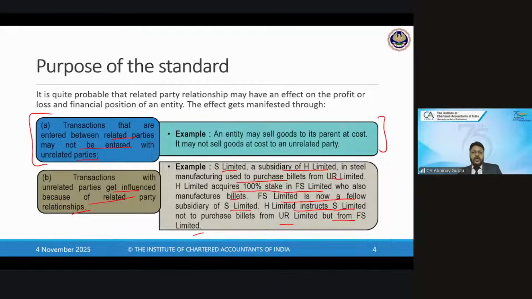So how will investors come to know? By virtue of the disclosure of this standard, because both companies are fellow subsidiaries. So the nature of relationship would be fellow subsidiary, transaction: purchase of billets, right? Balance outstanding, whatever it is, right? So once we disclose this information, only then will investors be able to know that there is a transaction happening with FS Limited, which was earlier an unrelated party, but now is a related party, and hence the transaction could be influenced in terms of its price or cost, right? So this is how the standard is trying to make us understand the sensitivity of this topic, right?